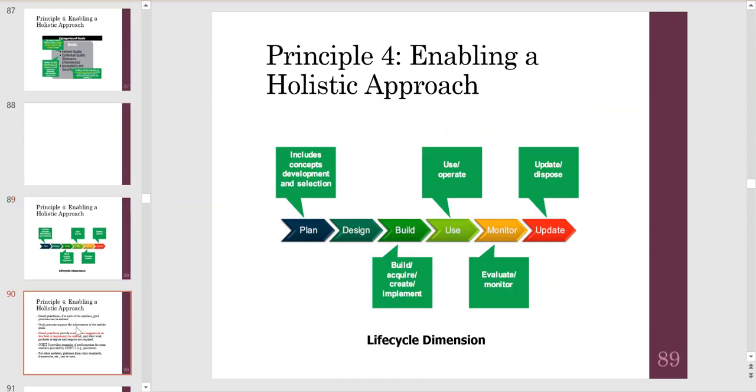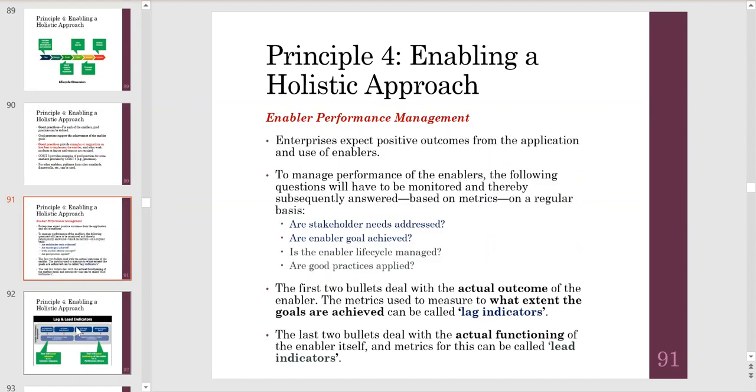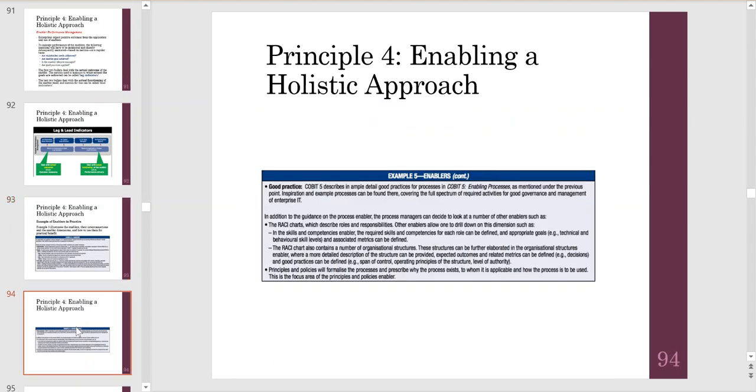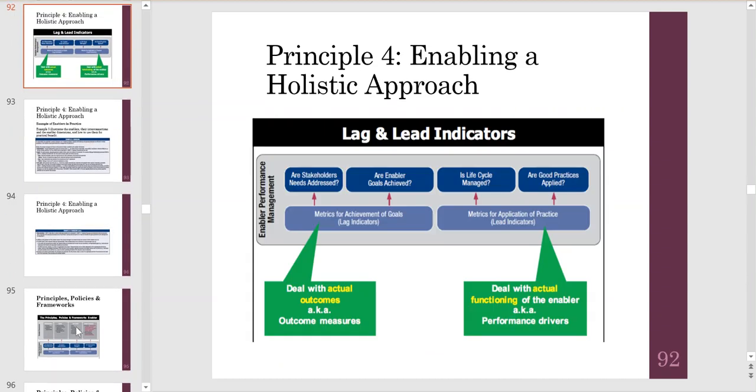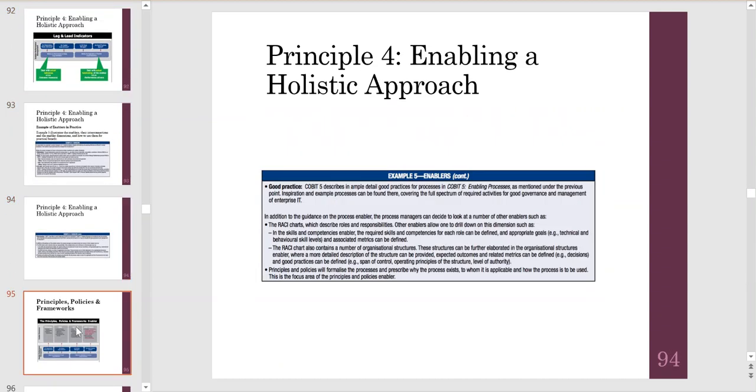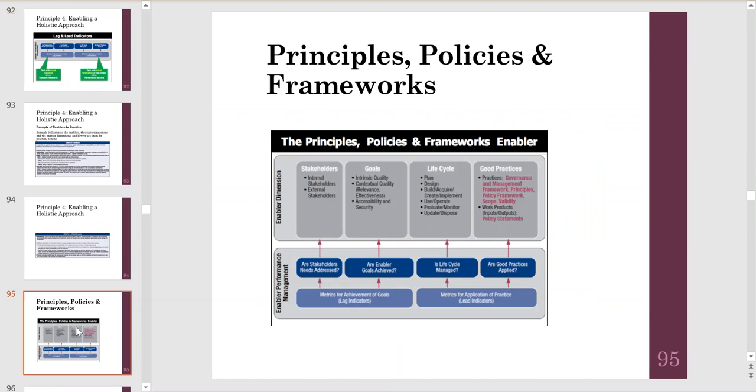Skip this. Okay, I mean, skip from here, because now we will see the same diagram for each enabler. So we'll see seven diagrams. This was the complicated part in COBIT 5.